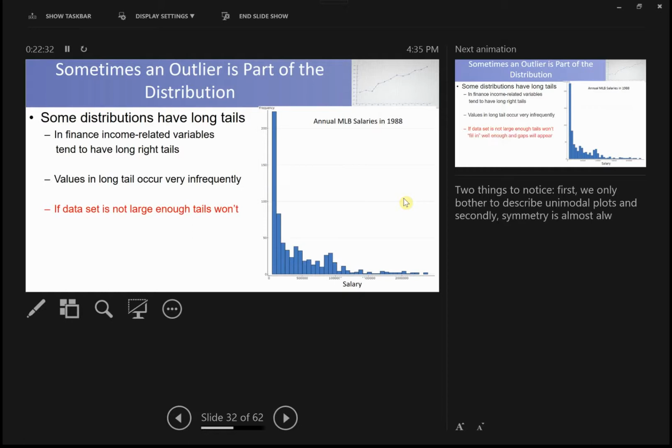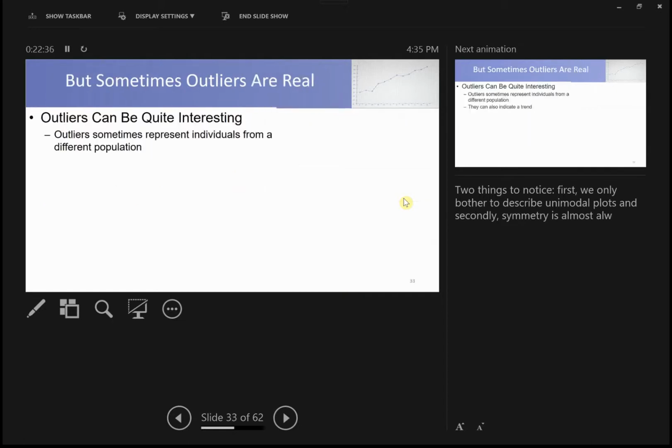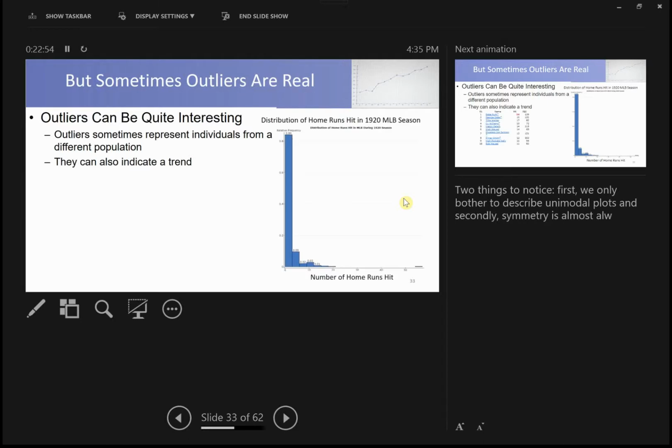So I want to show you something. So here's kind of a data set that maybe is saying what you're talking about. Well, yes, what I learned is that in 2009. Okay. So here's the thing. Sometimes outliers are part of a tail that's not filled in, but sometimes they can come from a different population. Sometimes they can represent something from a population, but sometimes they can also represent a trend.